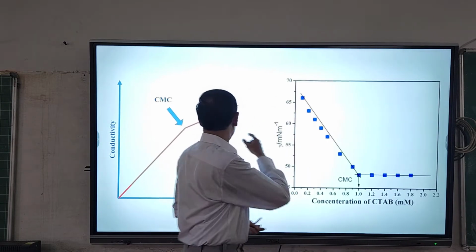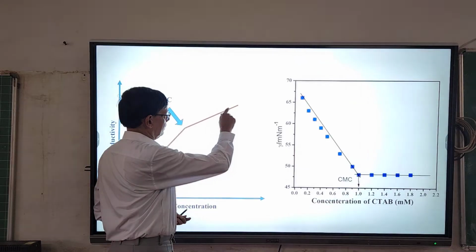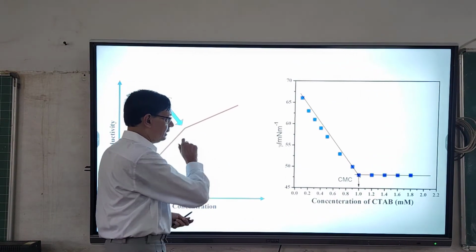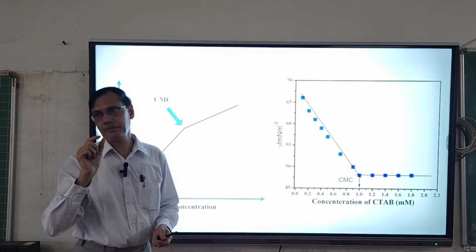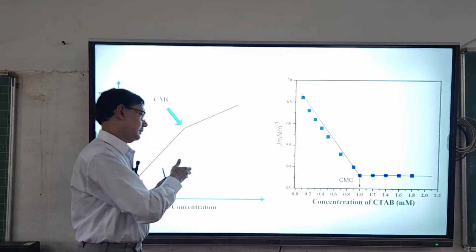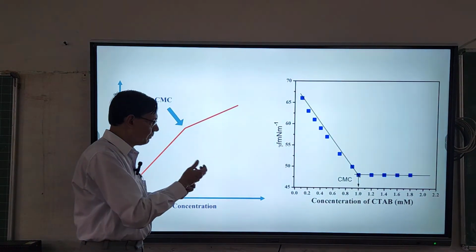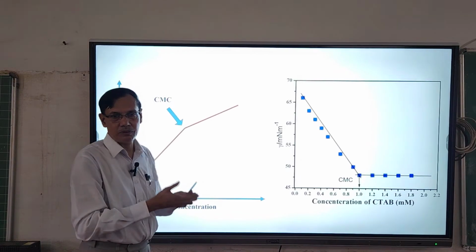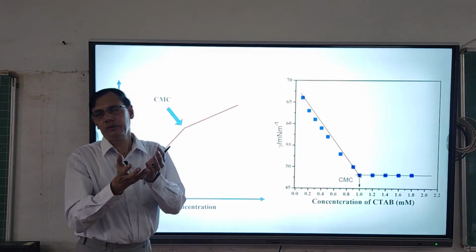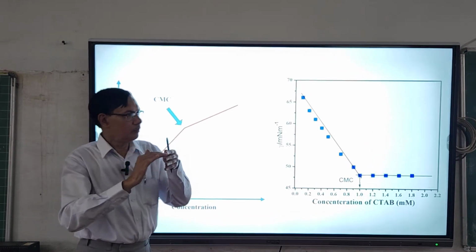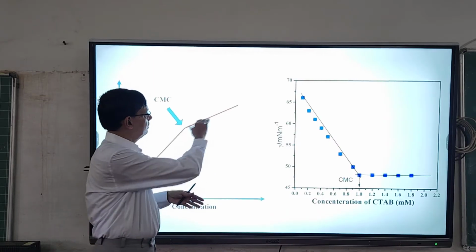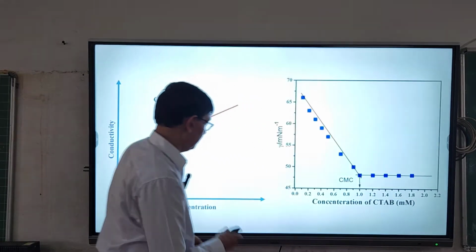But in some cases, because conductivity depends upon the mobility of the ions, in normal cases when the surfactant concentration is low, the movement will be high, but once they form the aggregates, the movement will be slow, the mobility and the speed of the ions decrease, so there must be some constant value.